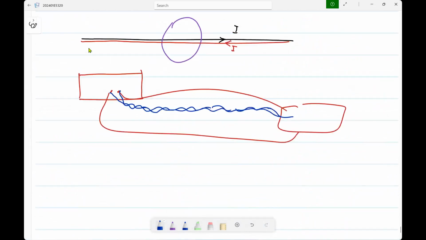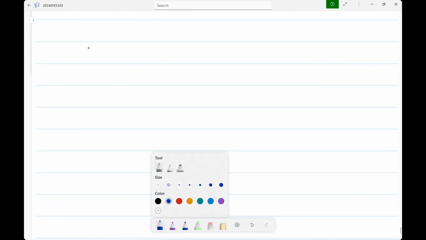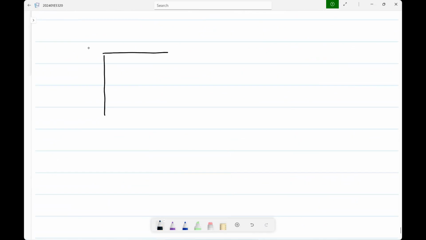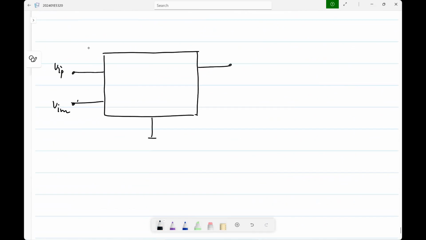So that means that any circuit that you have, there will be a common ground, but the circuit itself will be symmetrical about some line. Okay. So that means that the upper half of the circuit and the lower half of the circuit will be exactly the same. Okay. And you have fully differential input, fully differential output.